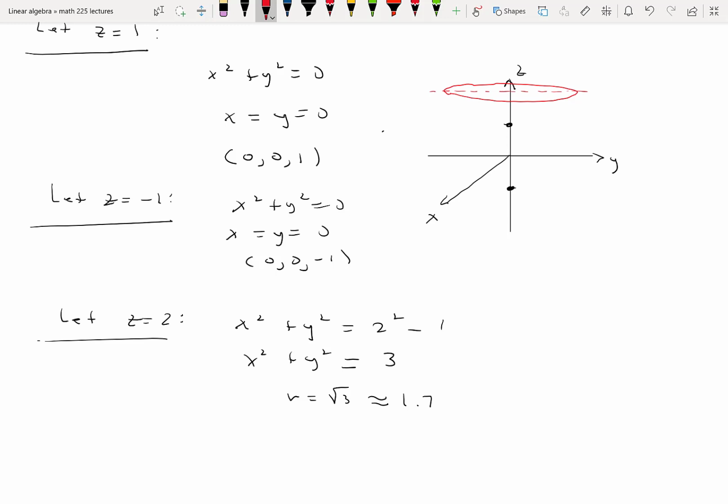Finally. But I get the same thing if I let z equal negative 2. So when I let z equal negative 2, I get the same thing. I get another circle, a radius radical 3. Now my circles, horizontal circles, are turning out pretty good.